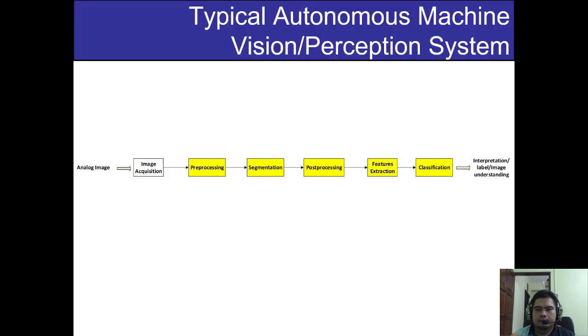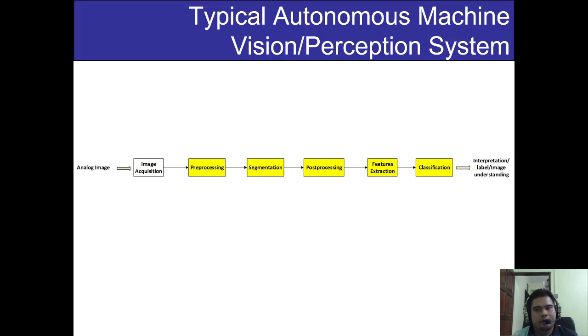Okay, this one. Okay, in order for you to get more understanding of the difference between image processing, image analysis, and computer vision, I would like to highlight a typical block processing, a common block processing that is involved in what we call an autonomous machine vision system.